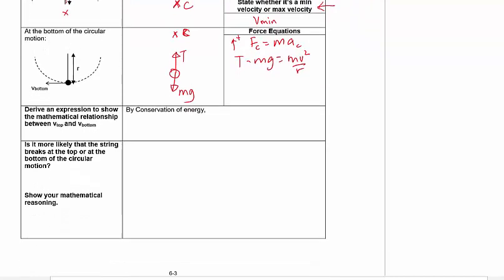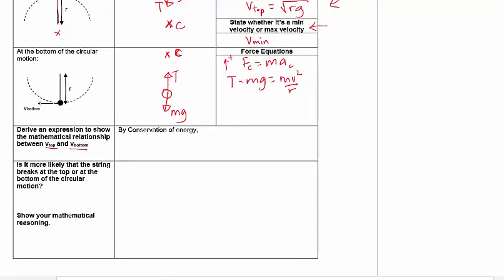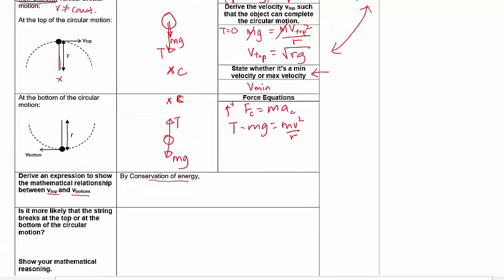Now derive an expression to show the mathematical relationship between v top and v bottom. The clue is this: by conservation of energy. If the ball moves down to this point, it must drop in gravitational energy, which is mgh. What is the value of h? It is 2r, so it's mg2r or 2mgr. This drop in GPE must equal the gain in KE, so the bottom speed should be higher than the top.